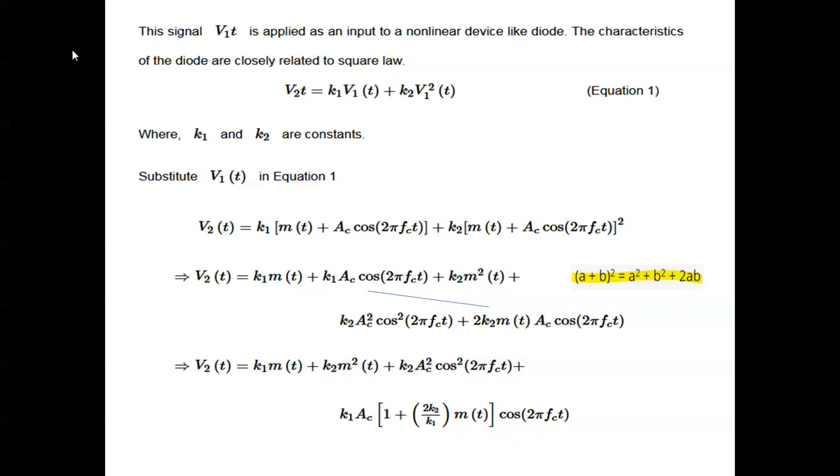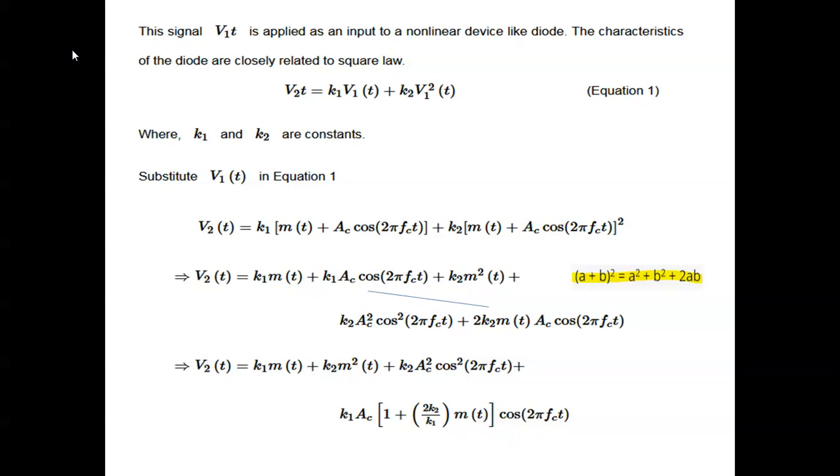Then plus the output of the square law device, we get K2 v1 square of t. That means the input we are giving, v1, will be squared by the square law device, and the output is K2 v1 square of t, where K1 and K2 are constants. We already know the v1 of t equation, so we have to substitute it in the v2 of t equation, K1 v1 of t plus K2 v1 square of t.